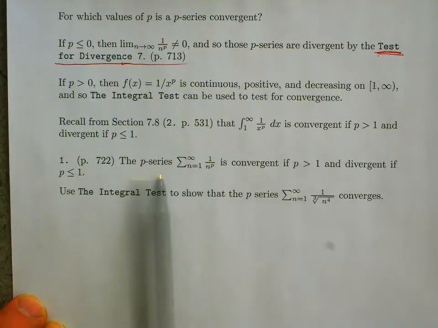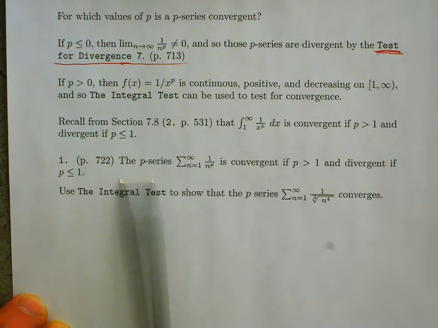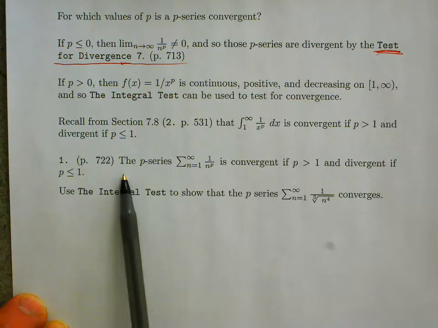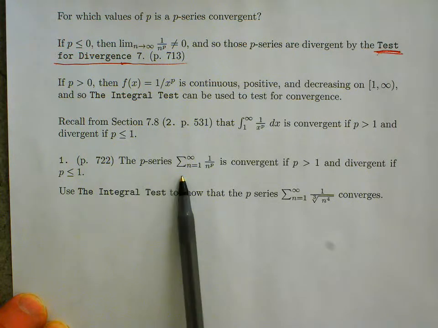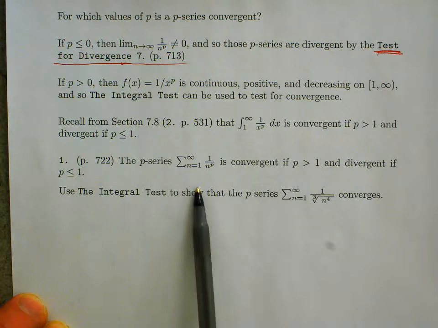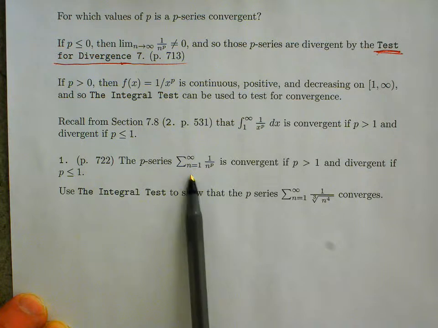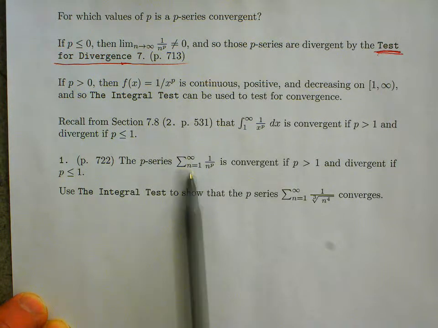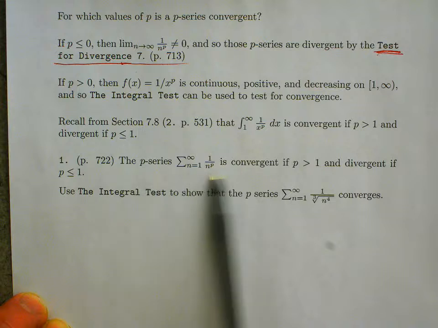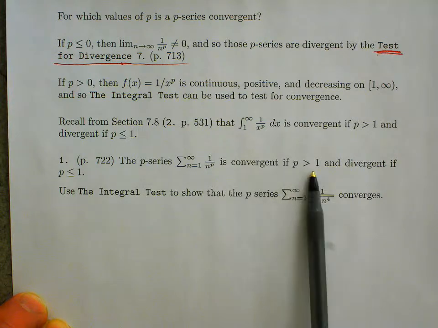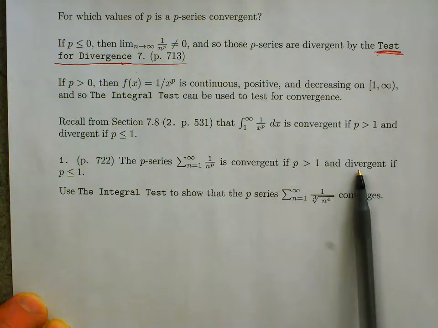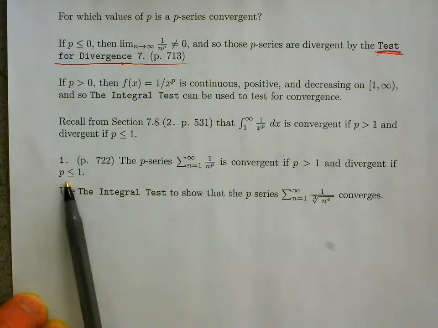Okay, so we can conclude by using the integral test. The p-series, the infinite series of 1 over n to the p as n ranges from 1 to infinity, will be convergent if p is greater than 1, and it will be divergent if p is less than or equal to 1.